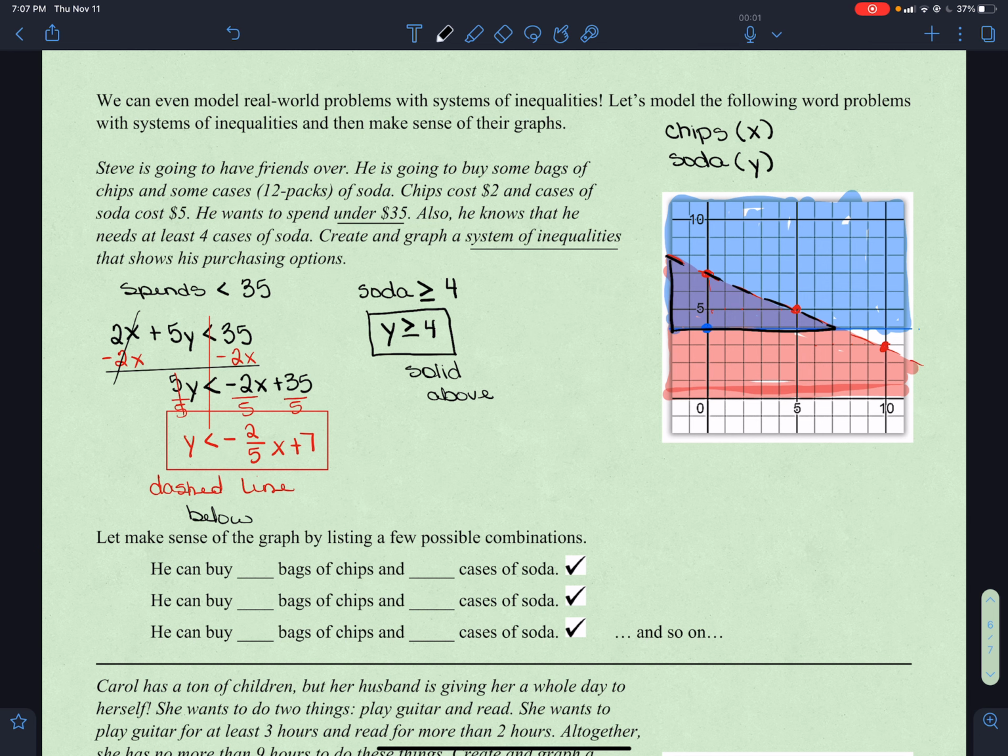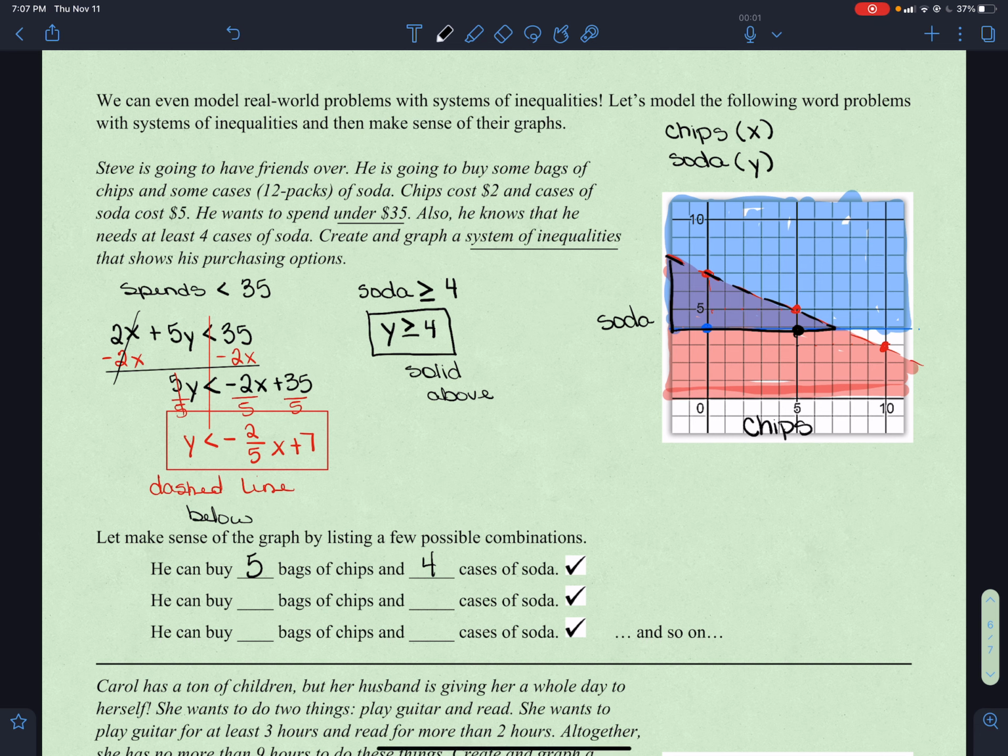So if he wanted to buy, let's say, chips is X, so I'm going to go ahead and put chips down here, and soda over here. If he wanted to buy 5 bags of chips and 4 cases of soda, could he do that? So let's see. 5 bags of chips and 4 cases of soda. 1, 2, 3, 4. Does that work? Yes, because it lands on a solid line. So he can buy 5 bags of chips and 4 cases of soda.